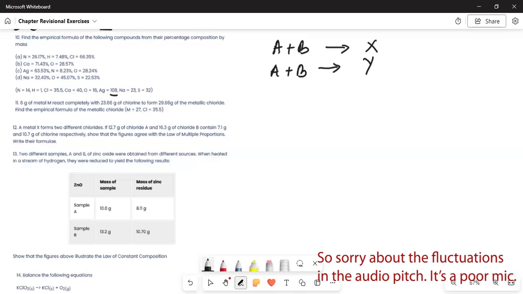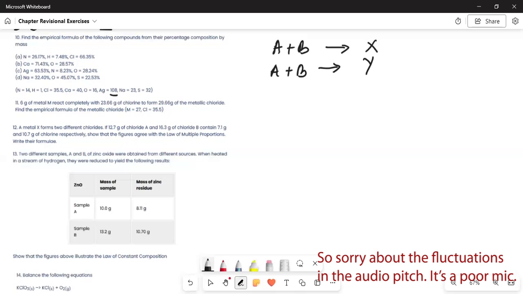Then iron and oxygen can do the same thing. Sometimes iron and oxygen will combine to form brown iron 3 oxide. Some other time they will combine to give black iron 2 oxide. Another example is iron and chlorine. Sometimes iron and chlorine will combine to give brownish yellow iron 3 chloride. Some other time they combine to give a green iron 2 chloride.